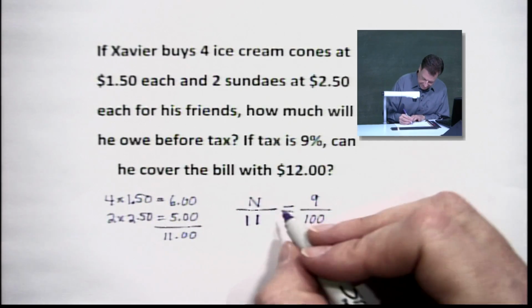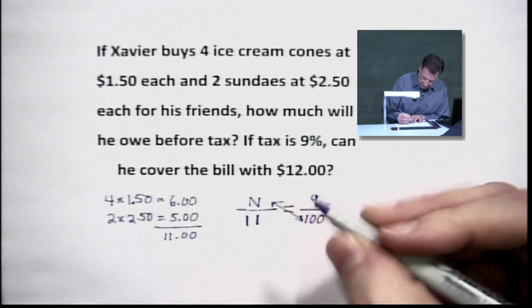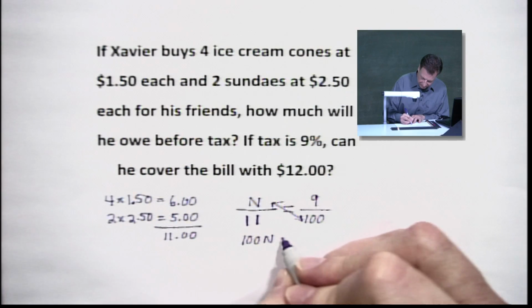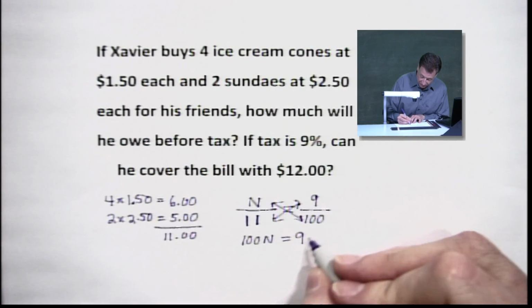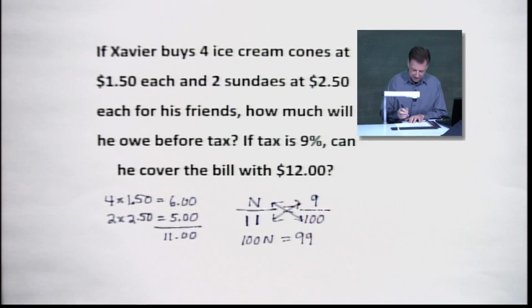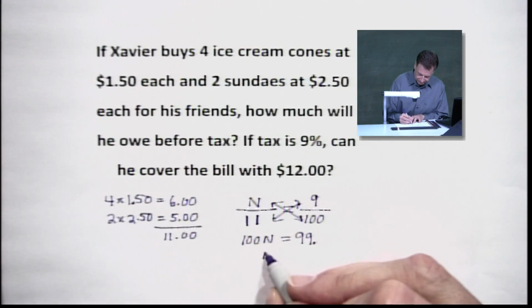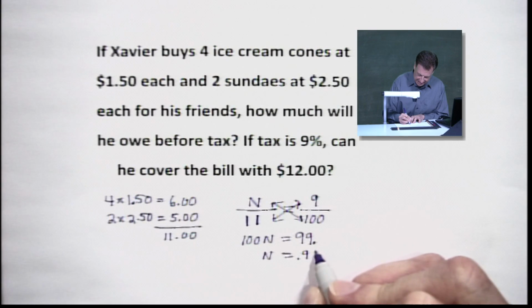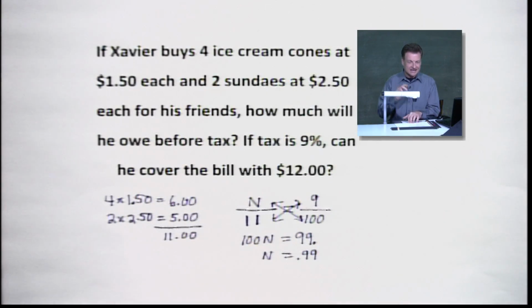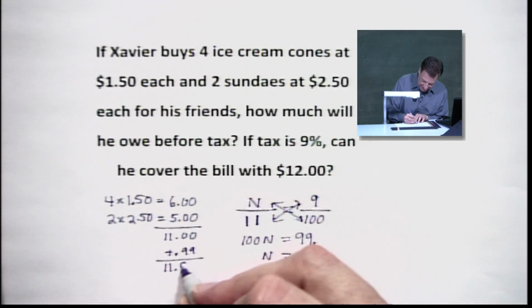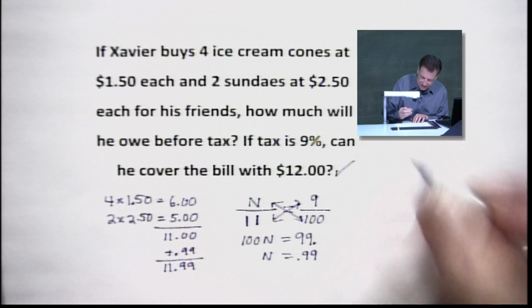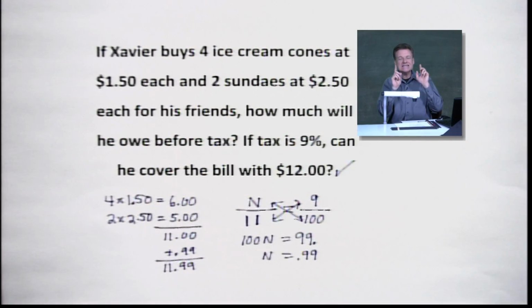All right. Let's see. Cross multiplying. I got 100n going this way. Cross multiply with the means. I've got 99 going that way. Oh man, put the decimal right there. His tax is 99 cents. Get ready. 11 plus 99, 11.99. Did he make it? He has $12. He does by 1 cent, 1 penny.